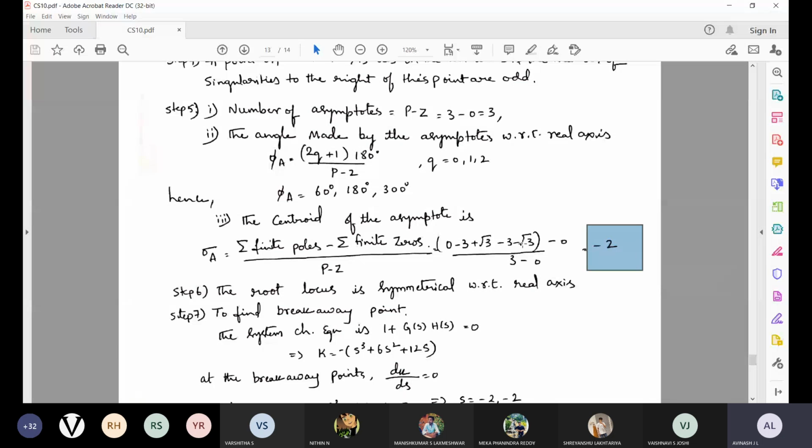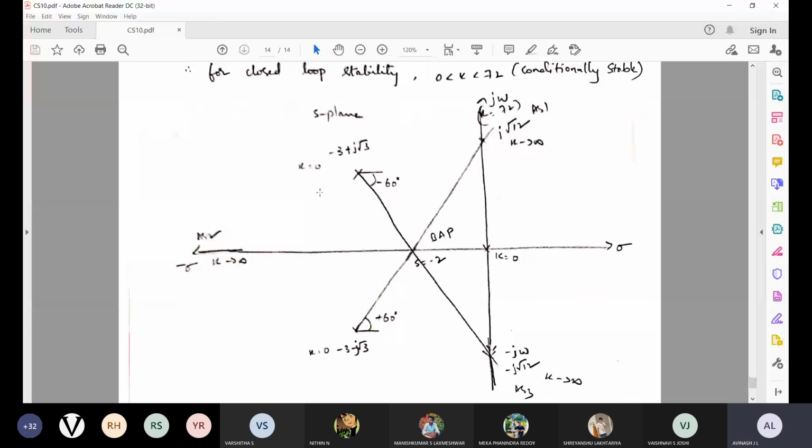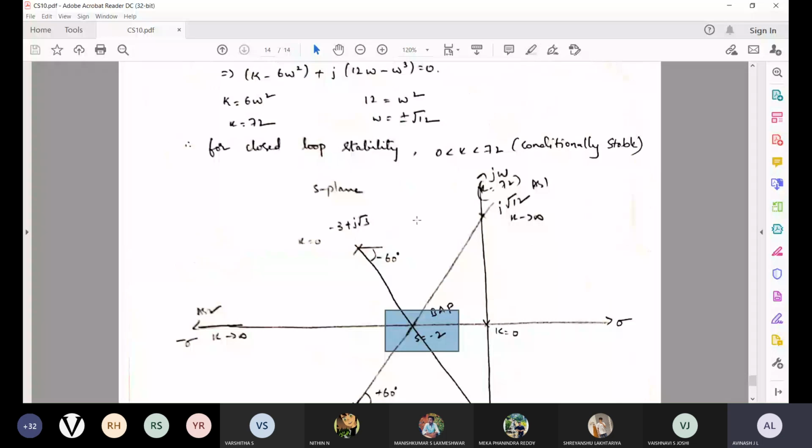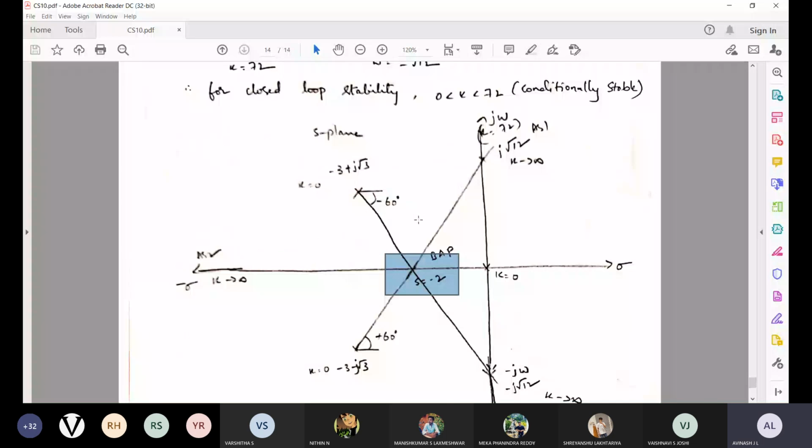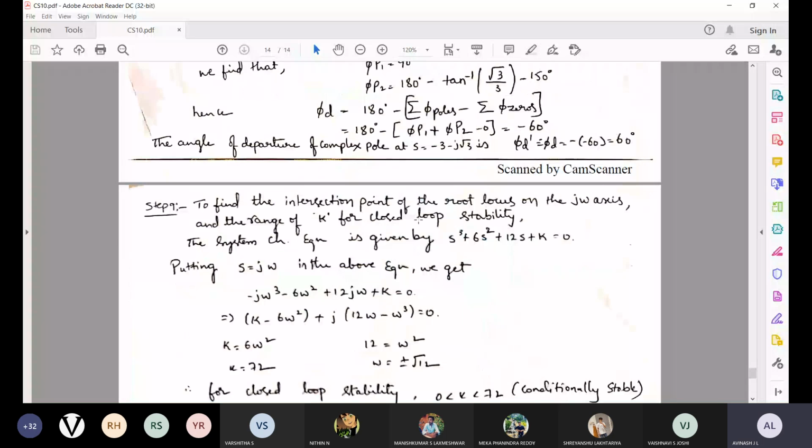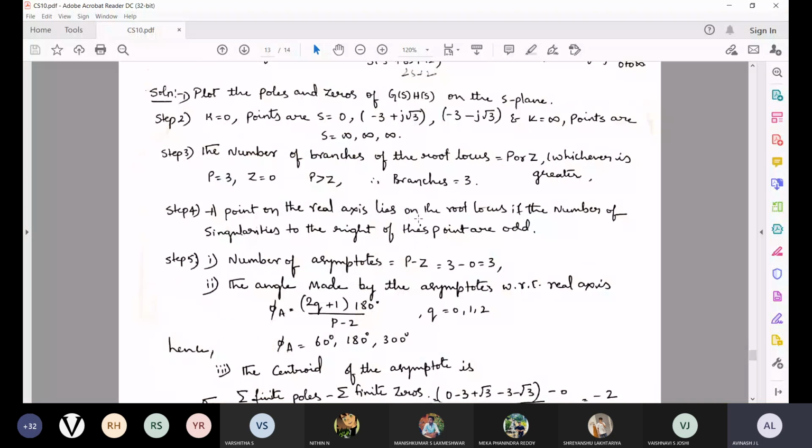After that, at the centroid, there are angles. You can see the asymptotes at 60 degree, 180 degree, 300 degree. The 60 degree one is the one going upside, this particular portion, you can see it going at 60 degree. 180 degree is exactly to the left along the line. And 300 degree is on the positive side, coming in this bottom portion.